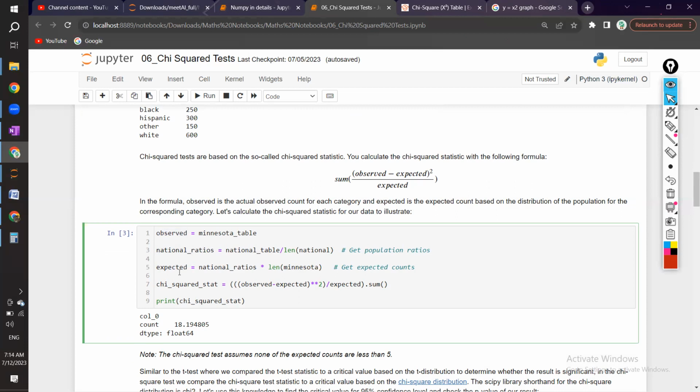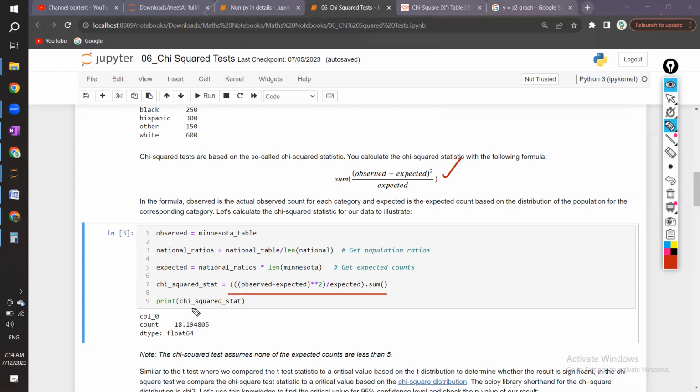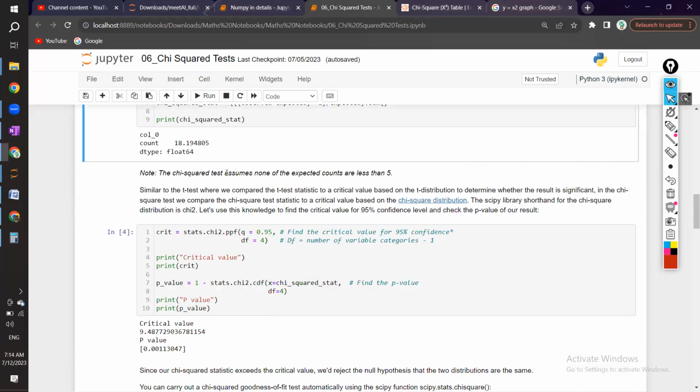Once you have the expected and observed, put them into this formula: observed minus expected whole square by expected, and do the sum. Whatever you get will be the chi-square statistic. The value you got is 18.19. Chi-square assumes that none of the expected values are less than 5, with a significance level of 5%, or a confidence level of 95%. And this is your chi-square.